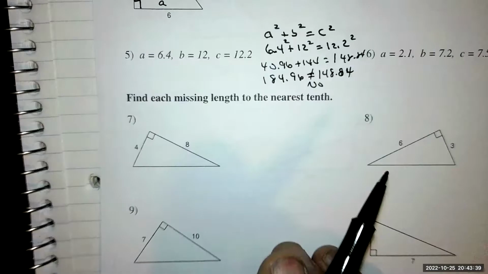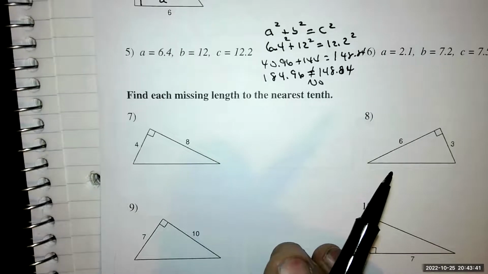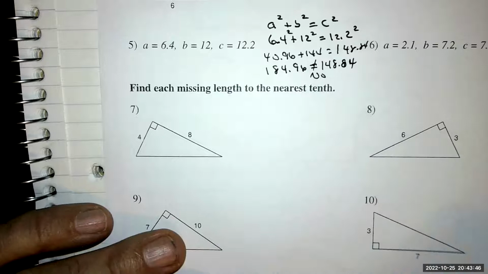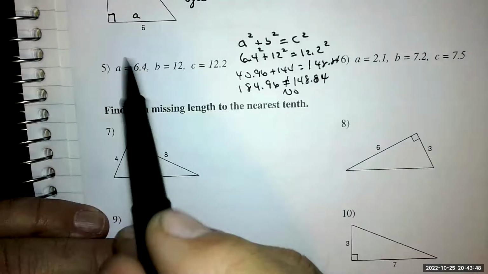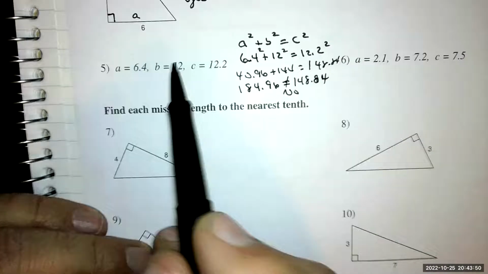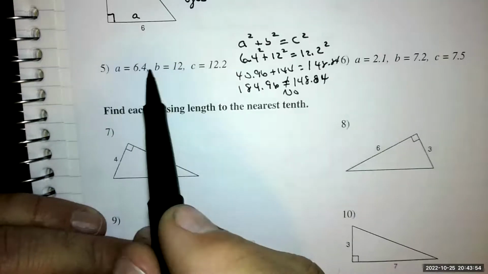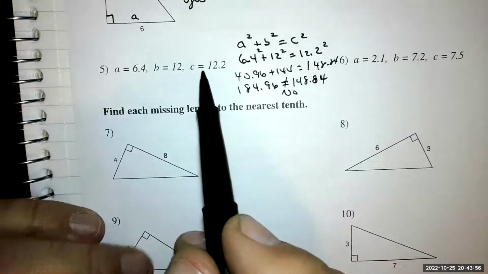All right, so that's how you find out if it's a right triangle. If they give you three sides and they want you to tell them, is this a right triangle? You just do a squared plus b squared equals c squared. You square the a and the b, you add them up, and square the c and see if the a squared and the b squared, when you add them up, gives you the c squared.